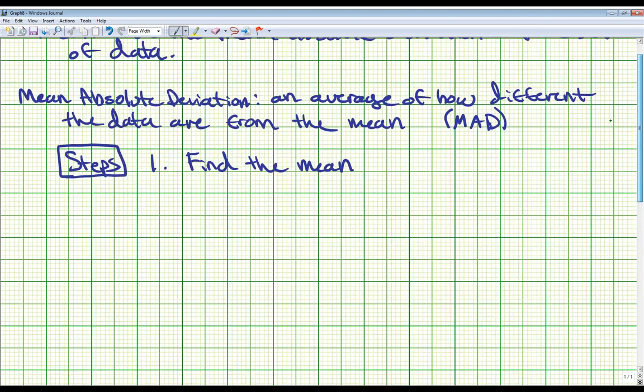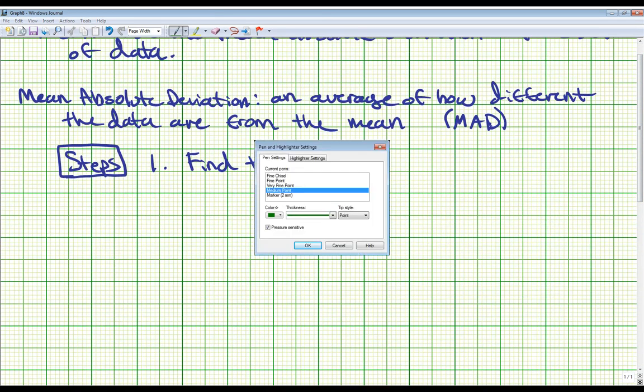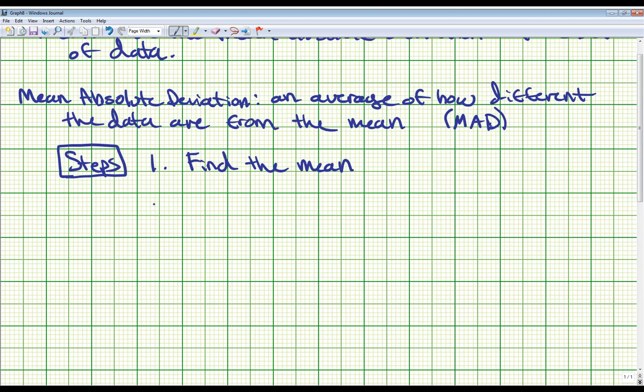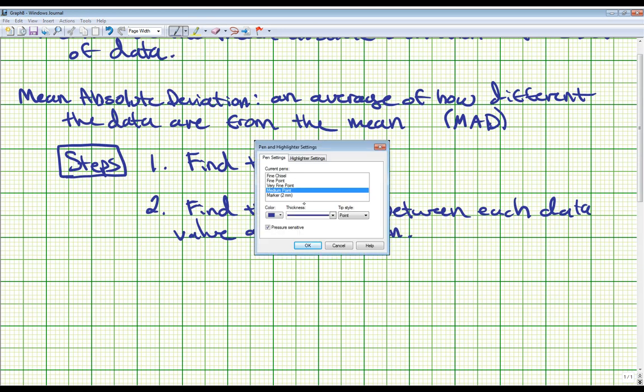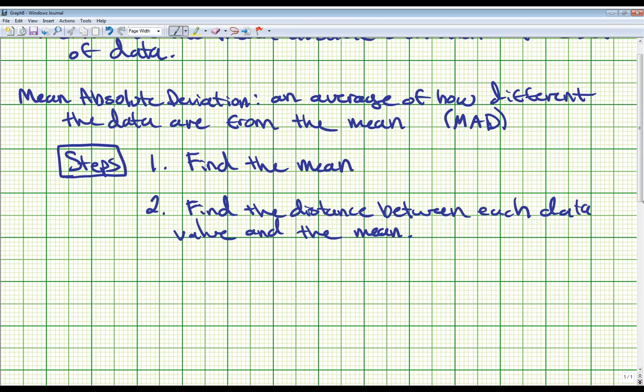All right, let's go back up here. Go back to our notes in our vocabulary and talk about step 2. Step 2 says to find the distance between each data value and the mean. So we'll write that down first and we'll talk about what that looks like. Find the distance between each data value and the mean. Okay, well, let's get back to our example and let's do that work.